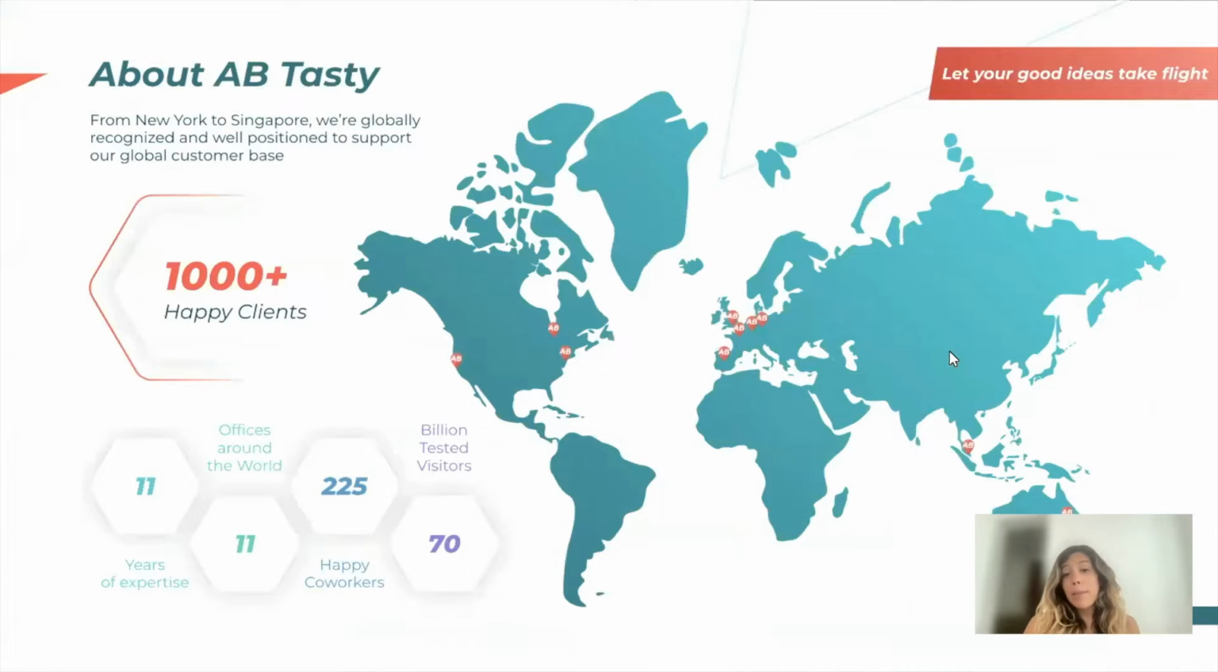A bit about AB Tasty before we go forward. AB Tasty is an experience optimization and feature management company. We are present across the globe. We have 11 offices and more than 225 employees. And to date, we have about 1,000 clients.